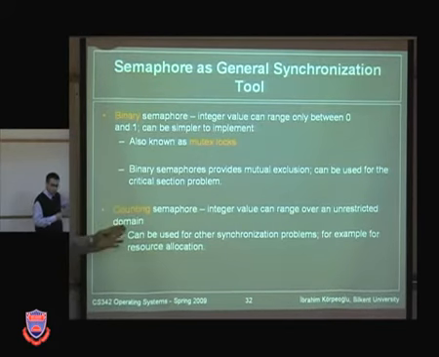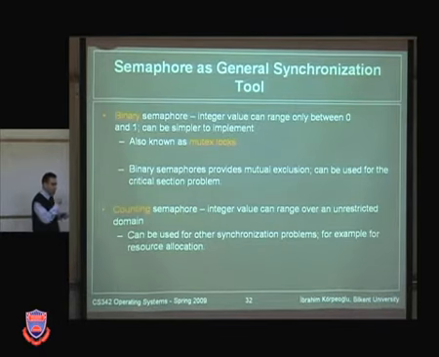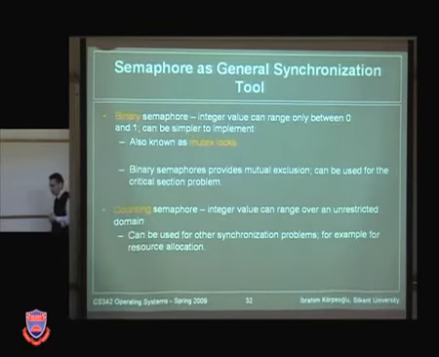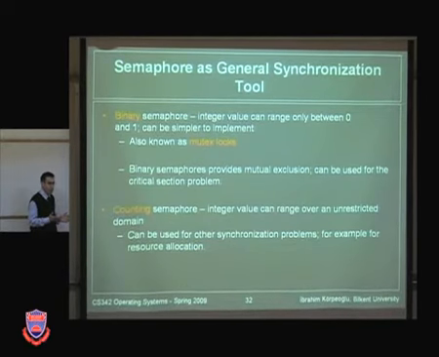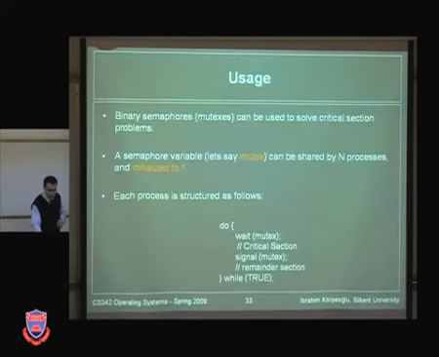The counting semaphores, on the other hand, can be used for some other synchronization purposes, like, for example, resource allocation. If, for example, you have several instances of a resource, let's say 10 instances, then you can use a semaphore for resource allocation, so that you can initialize such a semaphore to 10, for example, to represent the number of instances of that resource, okay? So we will see how we can use that for other purposes. So let's focus on the usage of the semaphores.